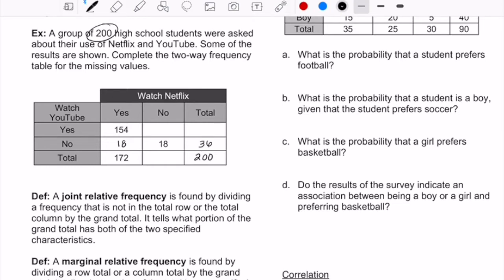And then you can work backwards using subtraction. So 200 take away 36 gives you 164. 200 take away 172 gives you 28. And then 28 take away 18 gives you 10. So you're using addition and subtraction to fill in the table. Notice that you can check your answer by adding up the numbers in the total row. So both along the bottom and down the right-hand side, the numbers should add up to give you that grand total that's in the lower right-hand corner.